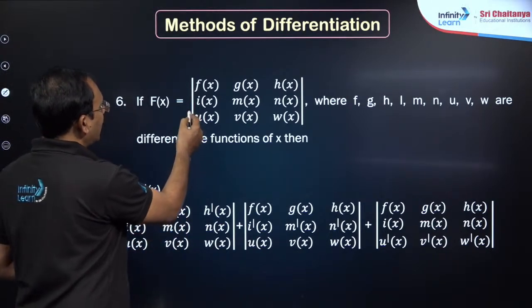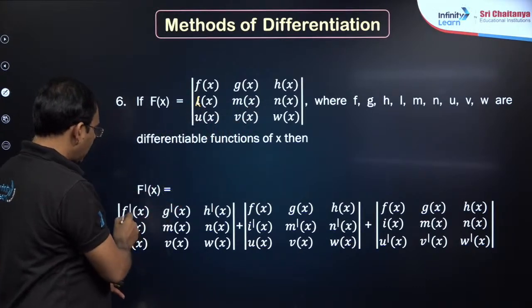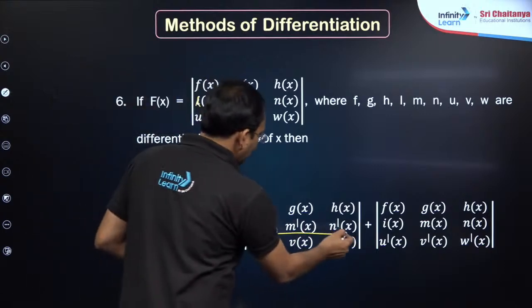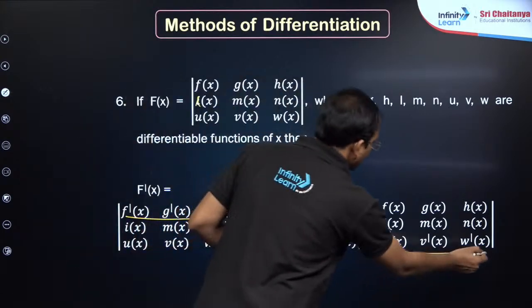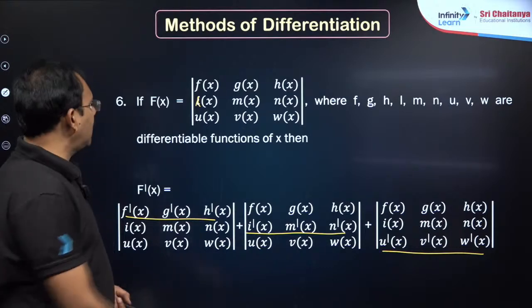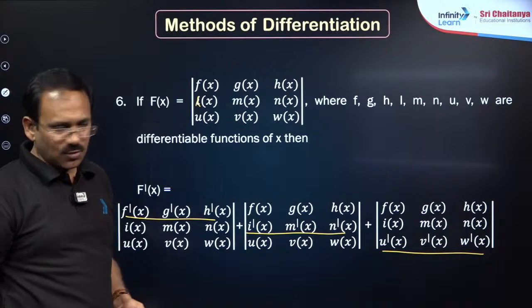Suppose you are given this determinant, L. Derivative of a determinant means you can take the first row's derivative, remaining as it is, plus the second row's derivative, remaining as it is, plus the third row's derivative, remaining as it is. You can write it like this. But generally the problem will give numbers in 2 rows, so that 2 of these 3 determinants will become 0, my dear friends.